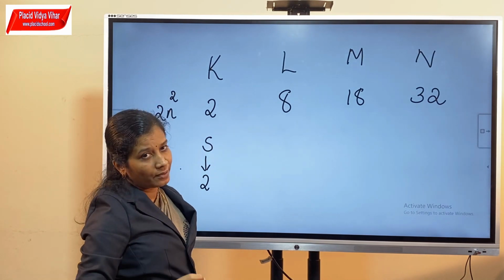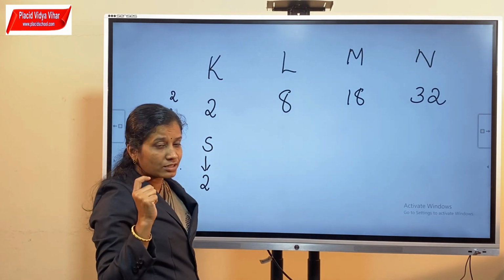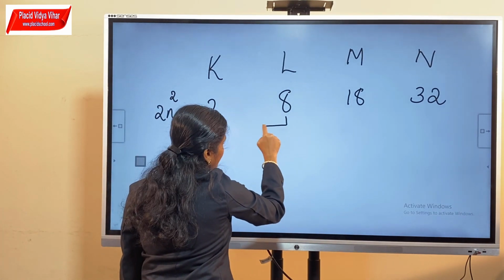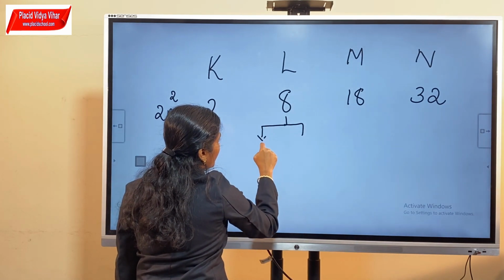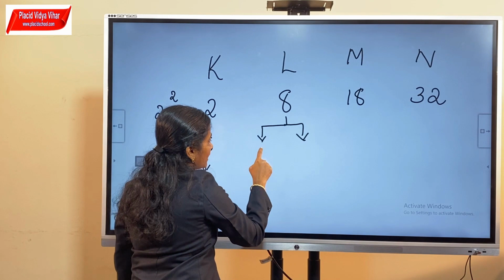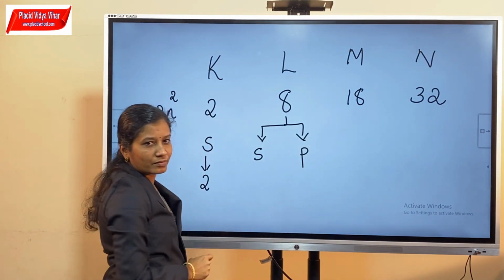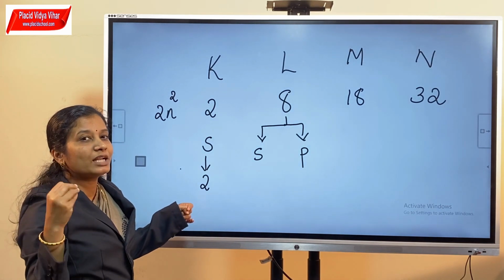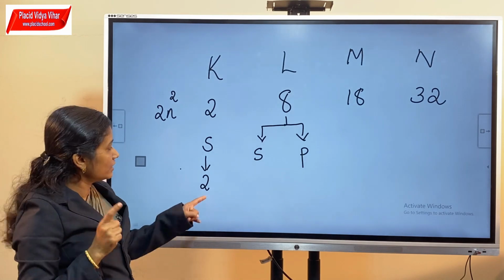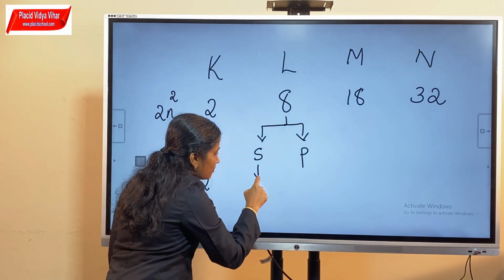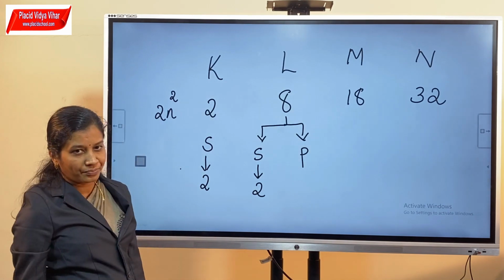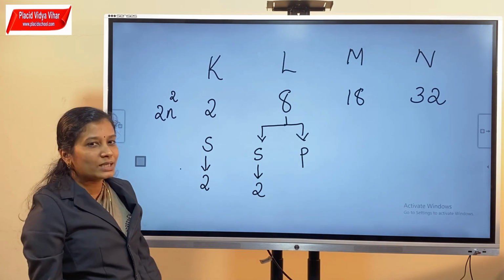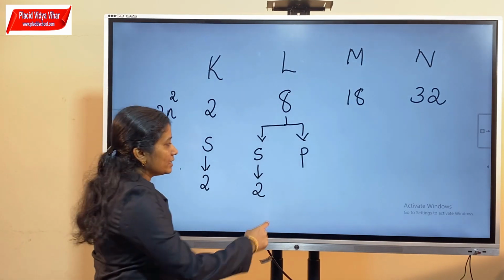What is that? L shell. In the L shell, the maximum number of electrons is 8. How many subshells are there? There are 2 subshells. And what is the name of those 2 subshells? S and P. So from the first shell, you got an idea about the maximum number of electrons in S subshell. What is that? 2. So here we can simply write the 2 electrons. Then remaining, how many electrons are there? 6. So what is the maximum capacity of the P subshell? It is 6.